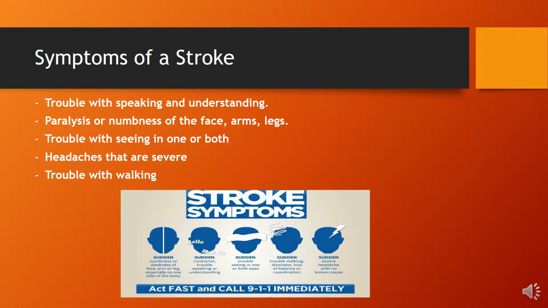Trouble with seeing in one or both eyes. So a person may have blurred or blackened vision, or he or she may be seeing double. Headaches that are severe, and again, this is very sudden, and then it's accompanied by vomiting, dizziness, or altered consciousness. So that could be another sign of stroke. Trouble with walking. A person could be stumbling or experience sudden dizziness, loss of balance, or loss of coordination.